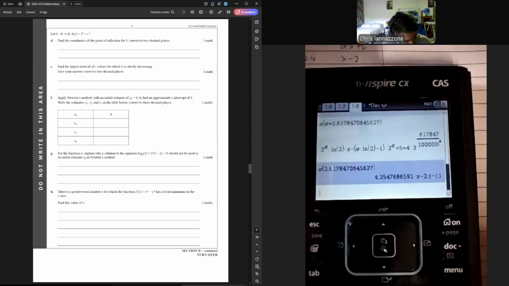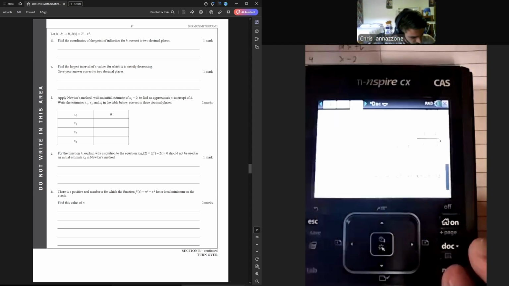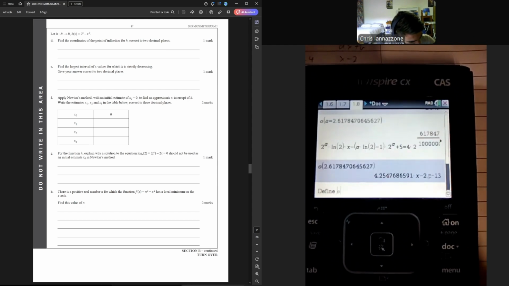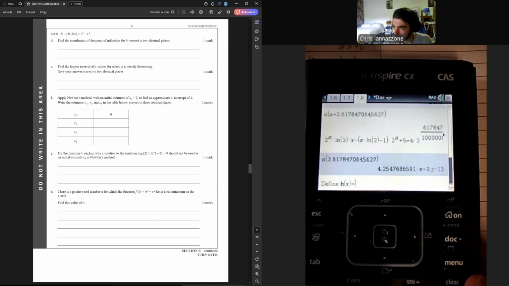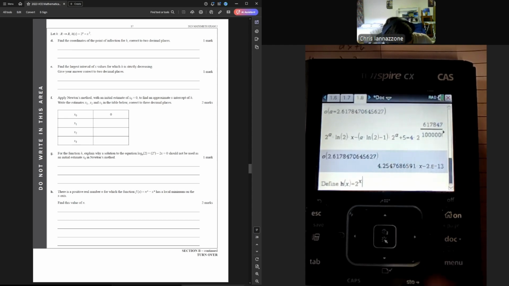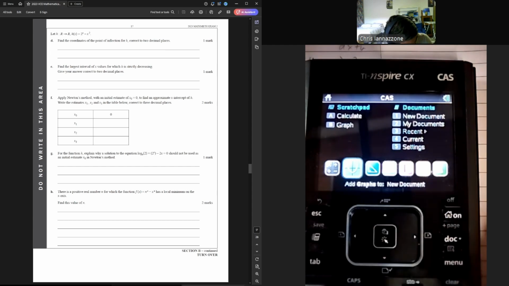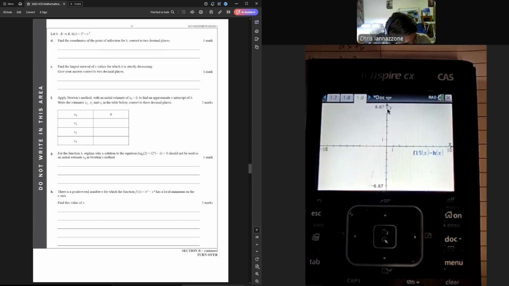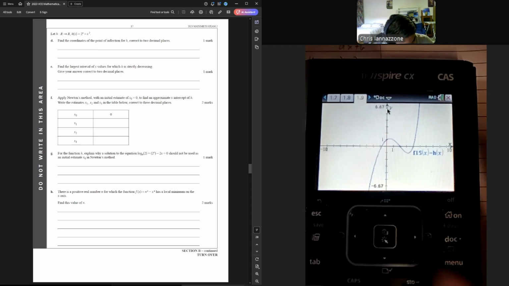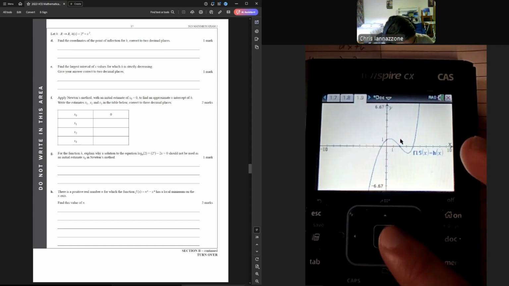So if we go ahead and do that, we have to start by defining h of x. So menu 11, h of x is equal to 2 to the x minus x squared. From there, we can just graph h of x, and then just physically observe where the inflection point is. And the inflection point is going to be that there.